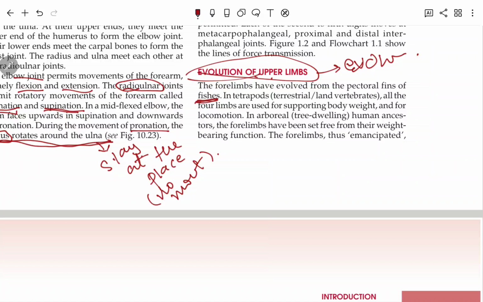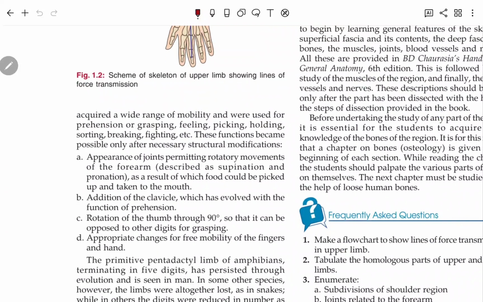In arboreal, tree dwelling animals, like monkeys and all, and in human ancestors, the 4 limbs have been set free from their weight-bearing functions. The limbs thus emancipated acquired a wide range of mobility and were used for prehension: grasping, feeling, picking, holding, sorting, breaking, fighting, etc. and many manipulative skills. This function became possible only after the necessary structural modifications.